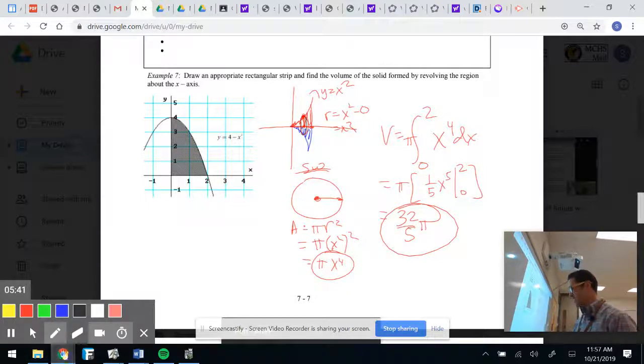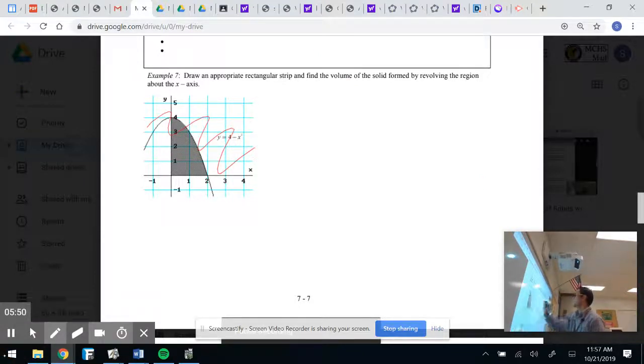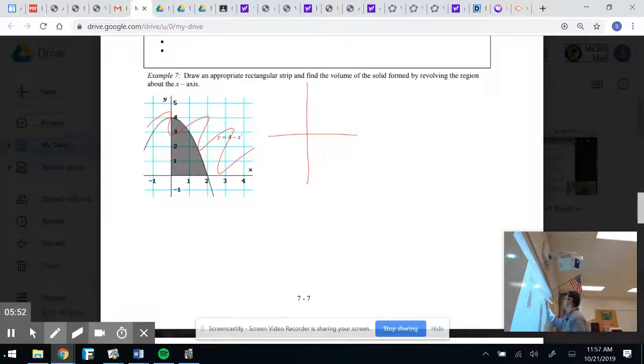But you know what's cool? Let's switch this up a little bit. So make sure you're taking notes. I would say maybe put all of these on a separate sheet of paper, and once again, you're doing that on your own. I'm going to use the same graph, y equals x squared, the same exact region, so that's x equals 2 and the x-axis. But this time I'm going to revolve it about the line x equals 2.